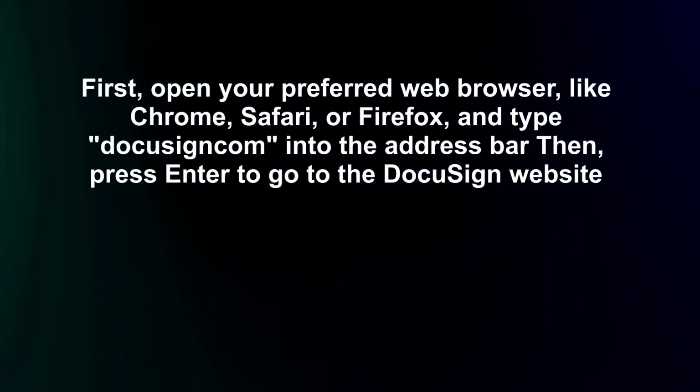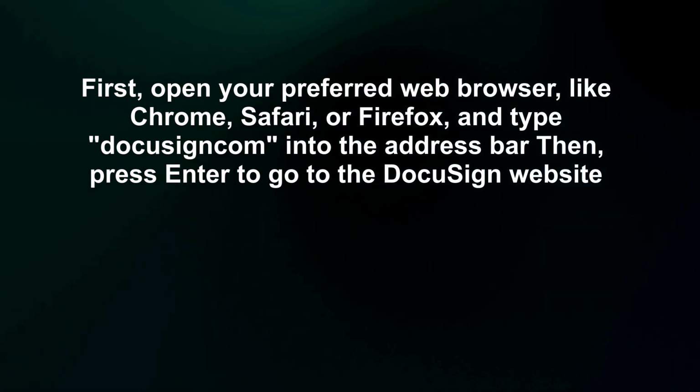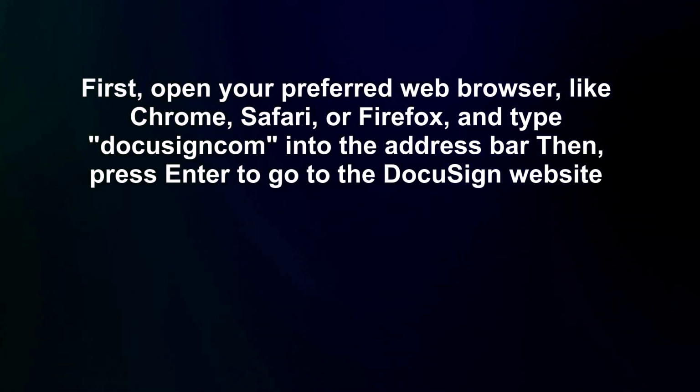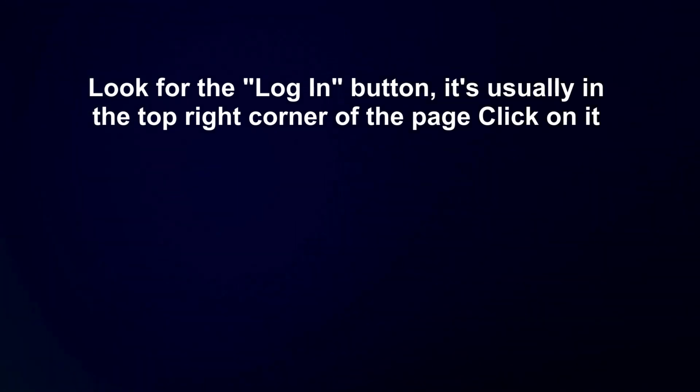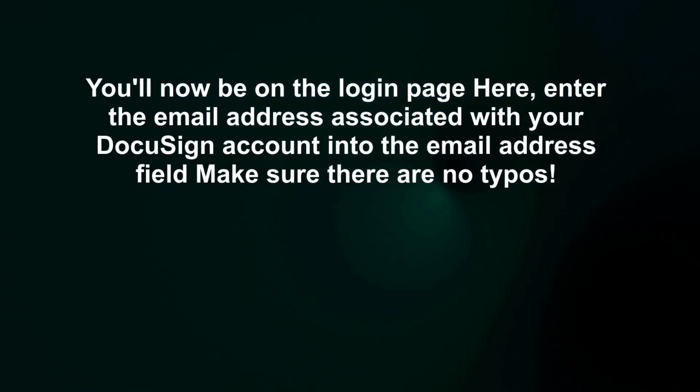First, open your preferred web browser, like Chrome, Safari, or Firefox, and type DocuSign.com into the address bar, then press enter to go to the DocuSign website. Look for the login button. It's usually in the top right corner of the page. Click on it. You'll now be on the login page here.